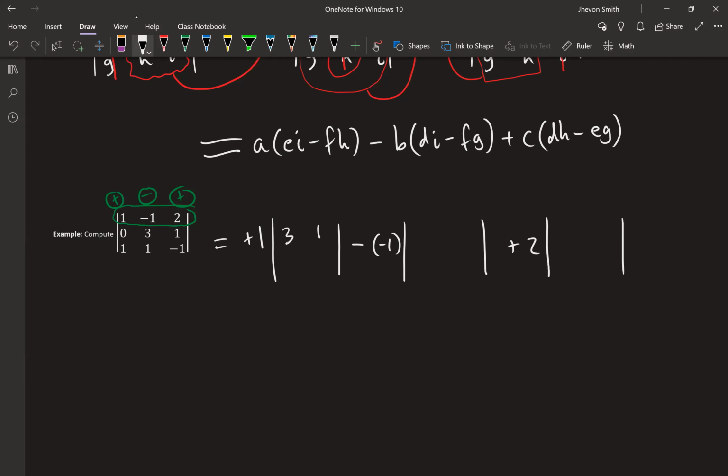Three, 1, and then the second row, 1 minus 1. Right, good. Okay, second matrix, what would go in here? First row. 0, 1, yeah, second row. Right, 1 minus 1. Okay.